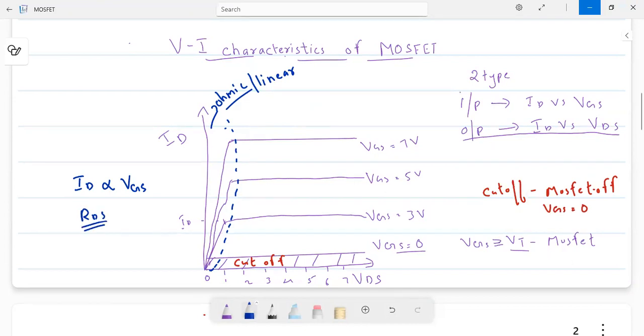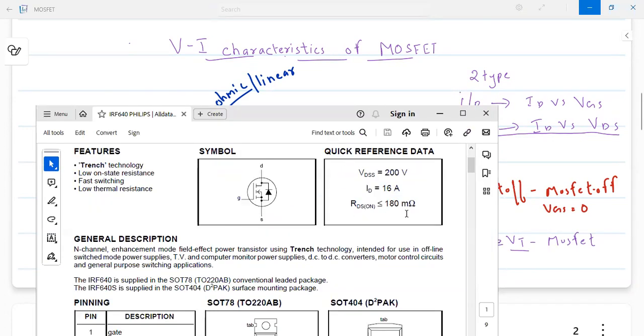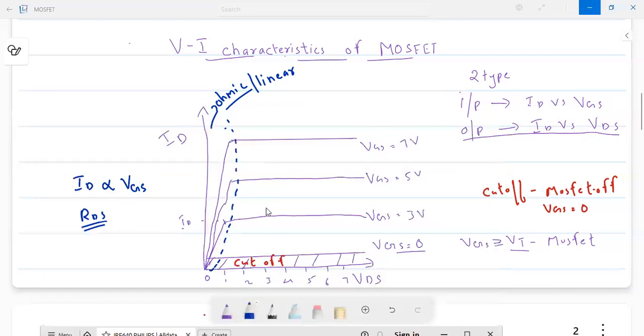Here in the datasheet, we can see the constant resistance RDS(on) for IRF640. It is 180 milliohms. The ID is 16 amps and VDSS is 200 volt. This can be used for designing the circuit. So two regions you have seen, that is ohmic region and cutoff region. Ohmic region means the current is increasing linearly with respect to the voltage given. In case of cutoff, VGS is 0 and your MOSFET is in the off condition.